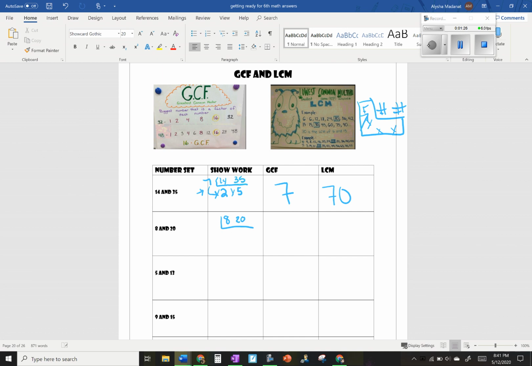So the ladder method for the next one would be 8 and 20. Pulling out a common factor, they're both even. I'm going to start with 2, which gives me 4 and 10. They're still even, so keep going. You're going to get 2 and 5. So again, the side numbers are going to be your factor, so you multiply them. So 2 times 2 is 4, times 2 is 8, times 5 is 40.